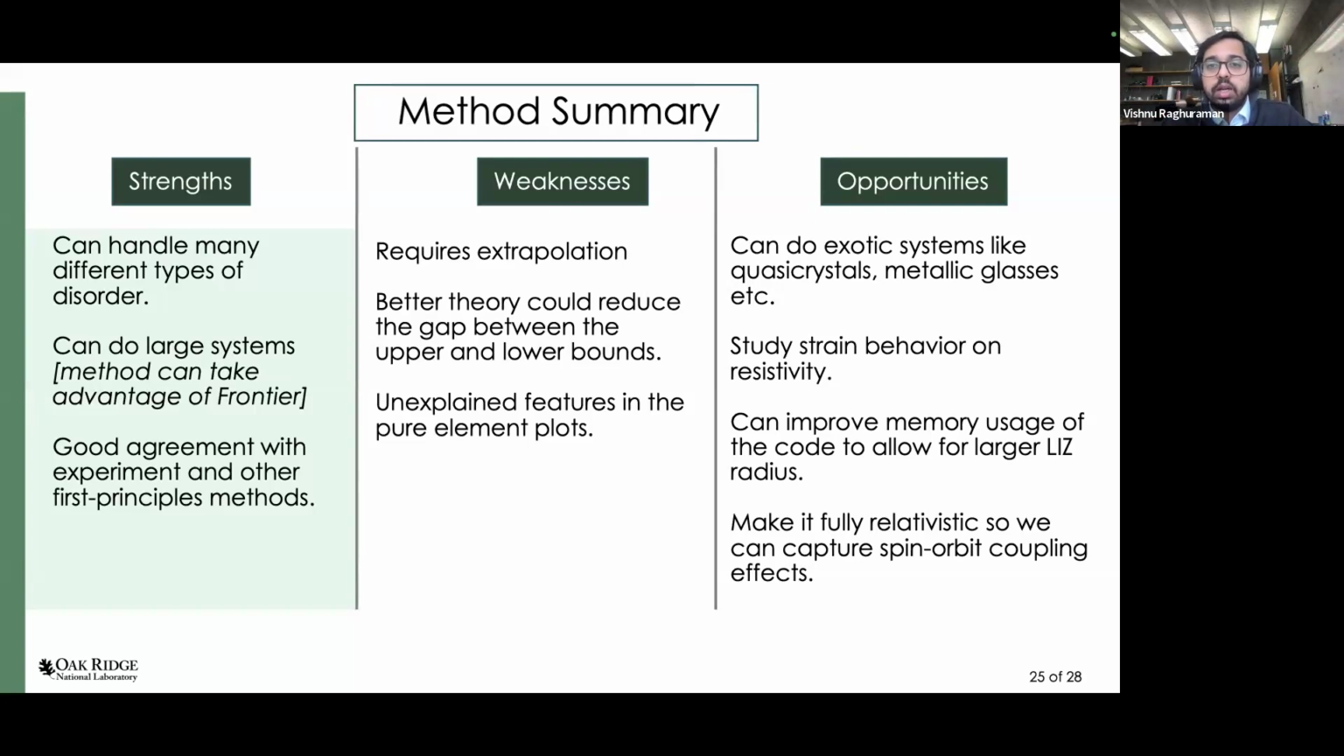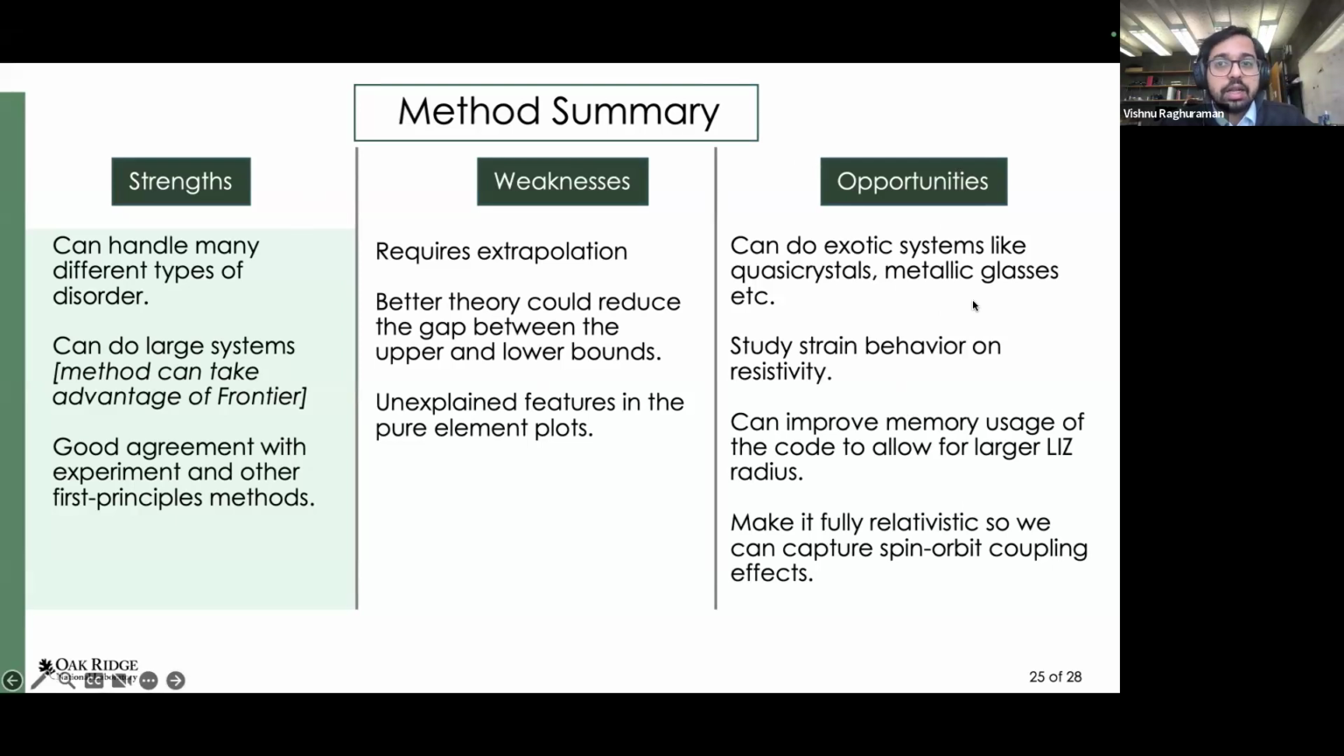The weakness is we require some extrapolation. We are not seeing convergence with our current LIZs, and we could maybe get better theory. Our theory right now is useful, but it is heuristic. And of course, we have some unexplained features in the pure element, which as of now, we haven't got around to doing.